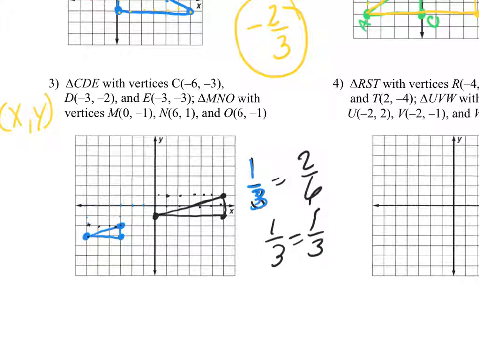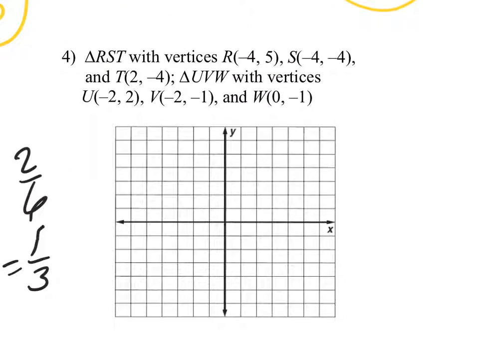Okay. Pick number 4. Okay, you have negative 4, 5. So I'm going to start with negative 1, 2, 3, 4. 1, 2, 3, 4, 5. And then negative 4, 4. And then 2, negative 4. Okay, that's a much bigger triangle than what we've been dealing with, right? Okay, and then, so R, S, T, and then U is negative 2, 2.